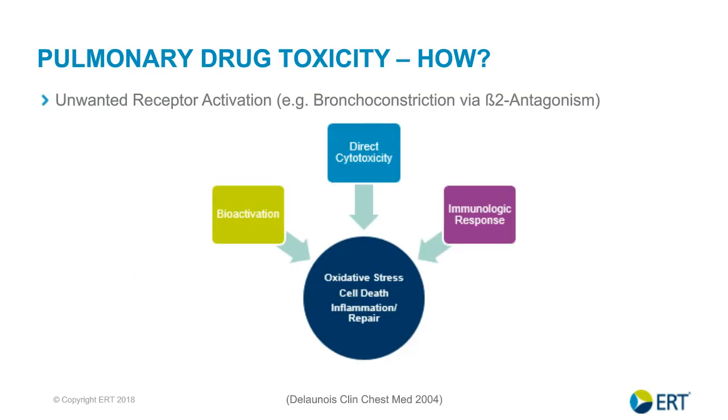Now, why is pulmonary drug toxicity important, and how does that actually happen? Well, in principle, one thing that can happen is simply that the drug that you give produces an unwanted receptor activation. The classical example is a drug that antagonizes the function of the beta-2 receptor and then directly causes, via a G protein-coupled mechanism, a bronchoconstriction.